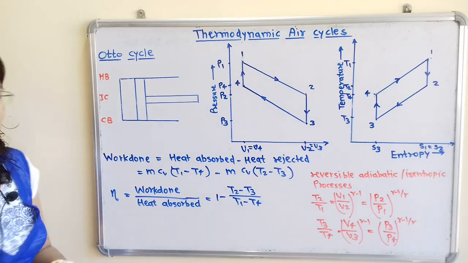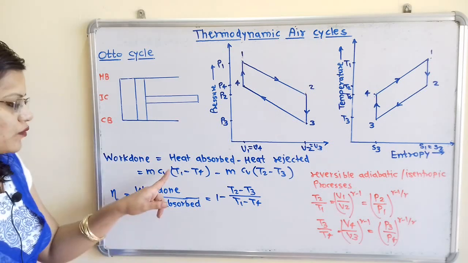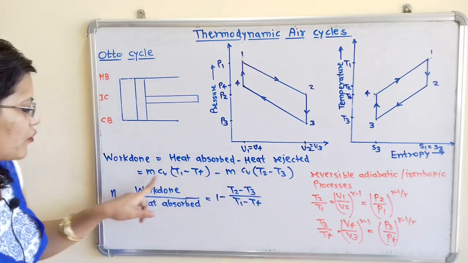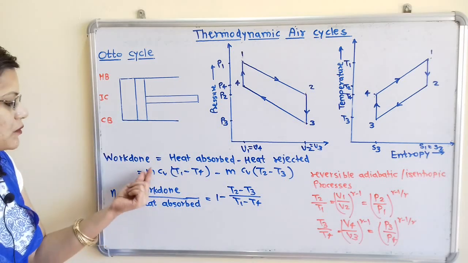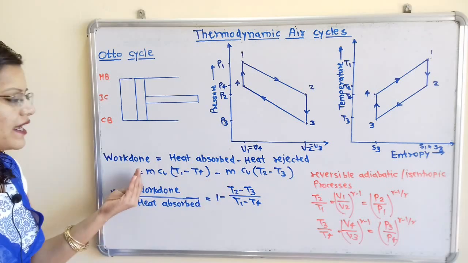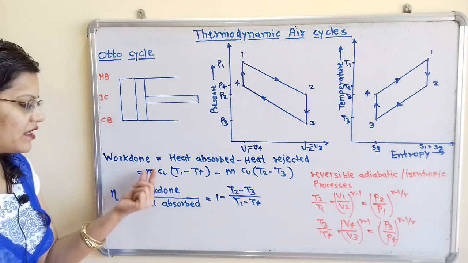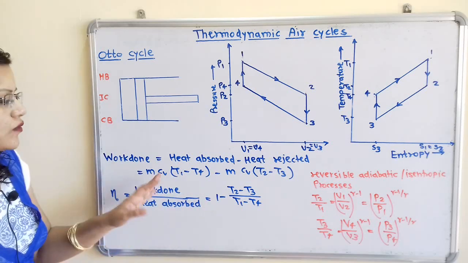Then efficiency. Efficiency, eta, is equal to work done by heat absorbed. So we have to write all these formulas for the work done divided by heat absorbed, that is mCv(T1 minus T4). If we take mCv as a common term from the numerator, then from the numerator and denominator mCv is getting cancelled. So what is remaining?